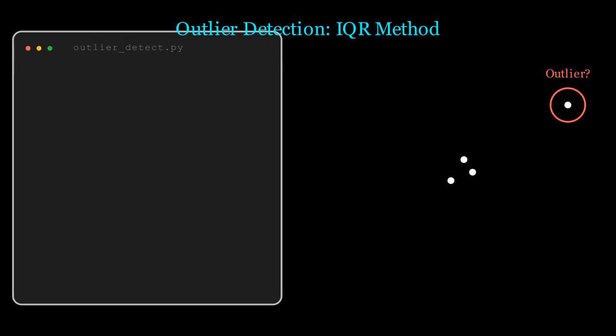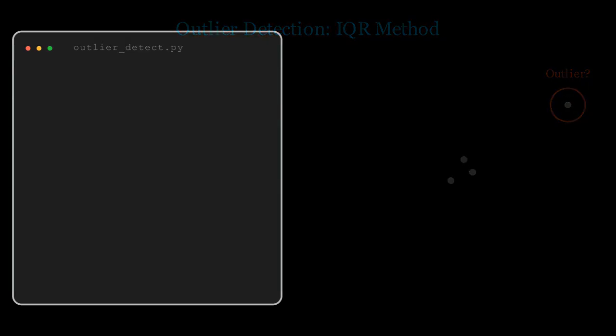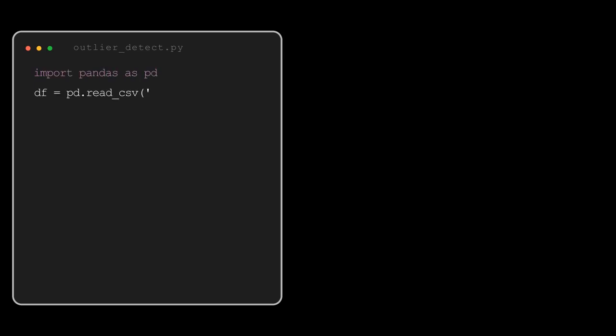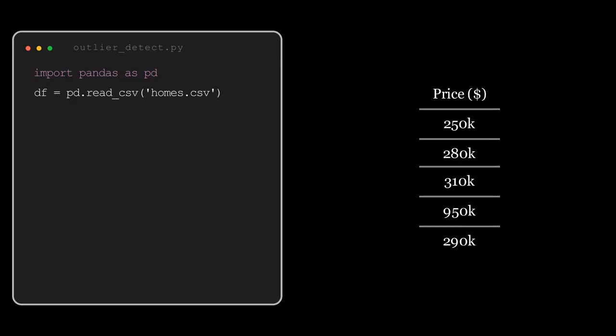As always, our workflow begins in the Python environment. We import Pandas as PD and load our dataset, perhaps a list of real estate prices where a few mansions might skew our perception of the typical home. We select our target column, such as price, and prepare to segment the data. The IQR method is particularly useful because it is not affected by the very outliers we are trying to find.